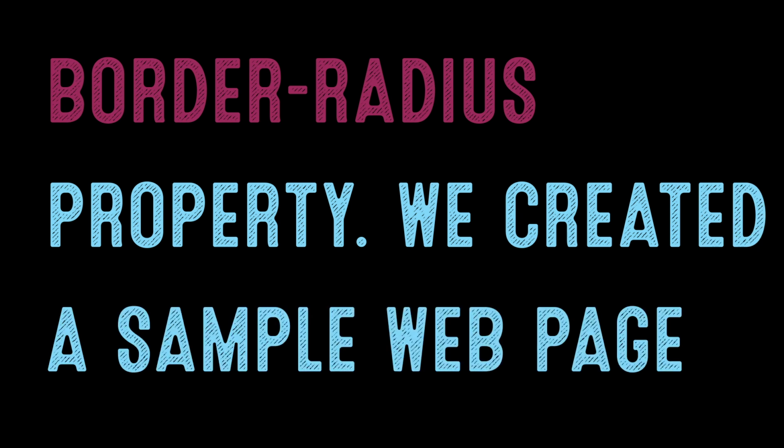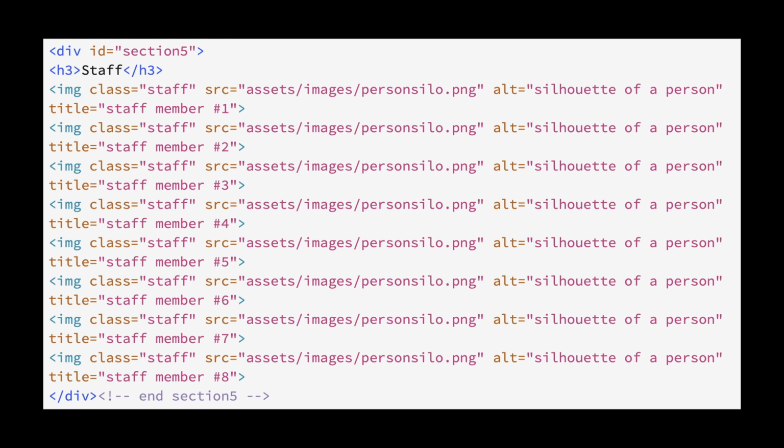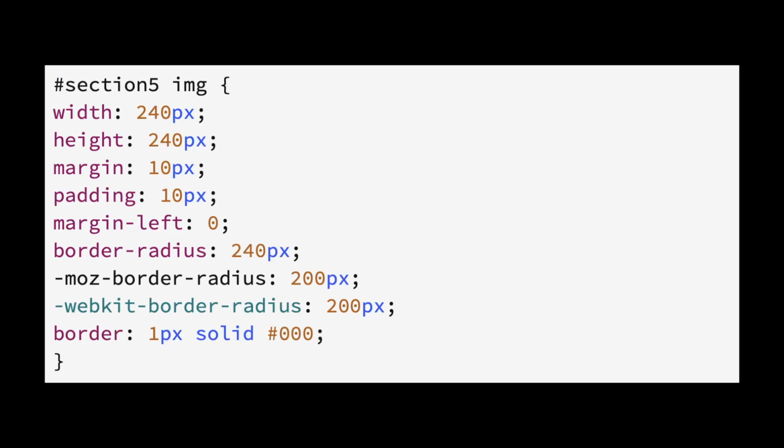We created a sample page and blocked out a section for staff. In that section, the HTML shows several image elements. We are drawing in the same silhouette image into each of our circles for demonstration purposes. For the CSS, we can target the image elements in section 5 using its ID attribute. Hashtag section 5 image.